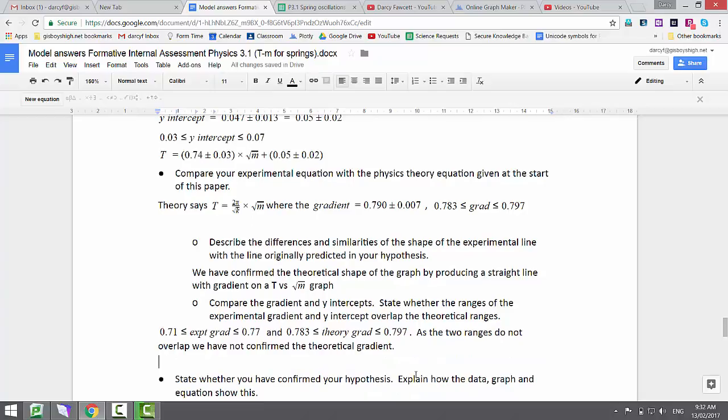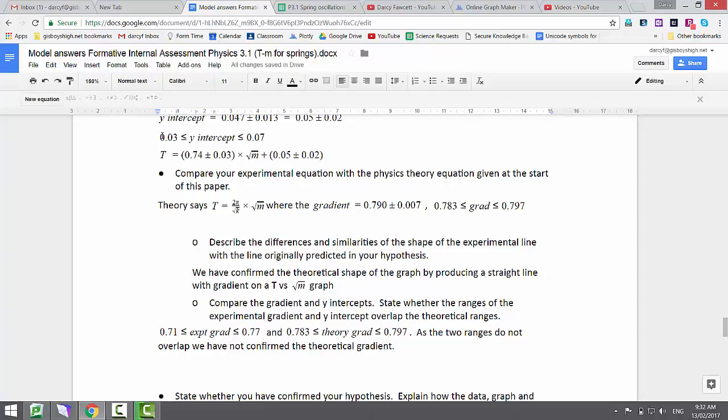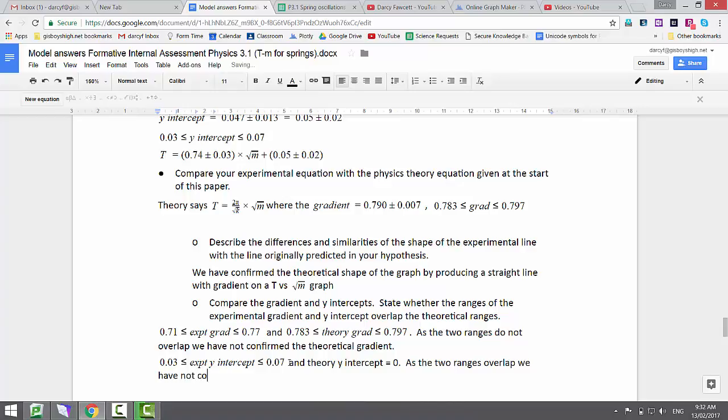Okay, next, what about the y-intercept? So our experimental y-intercept was this much. And the theory y-intercept equals 0. Now, again, our experimental y-intercept goes somewhere between 0.03 up to 0.07, but that does not include 0. So as the two ranges do not overlap, we have not confirmed the theoretical y-intercept.